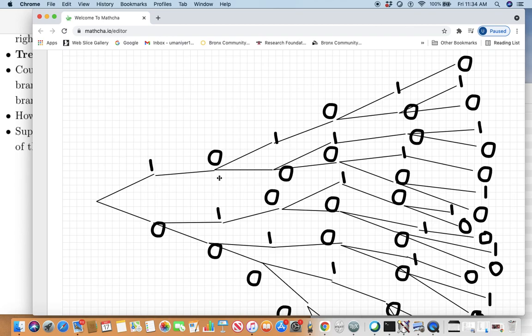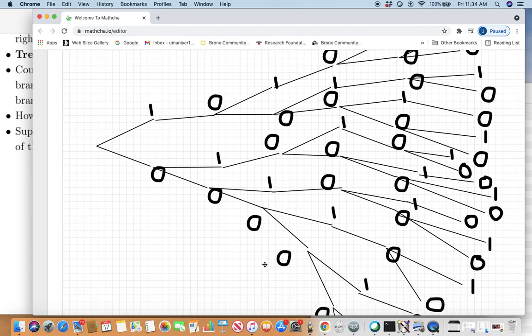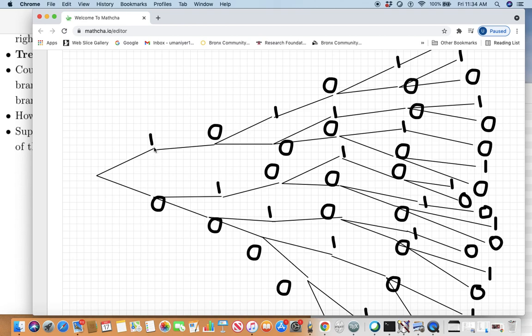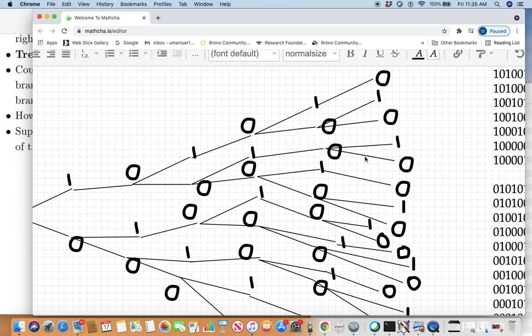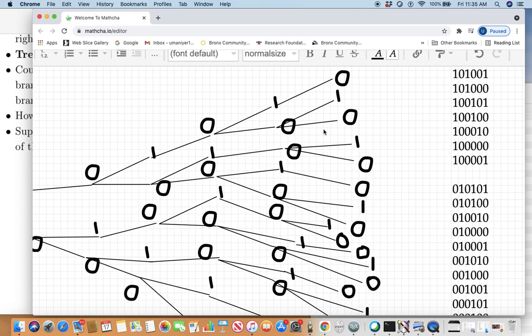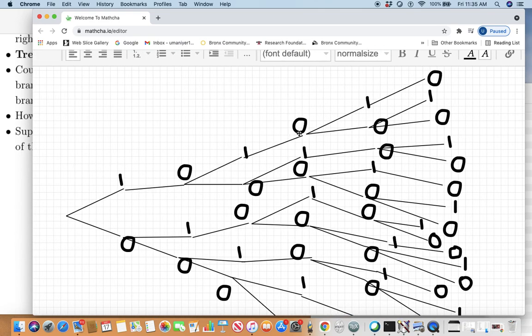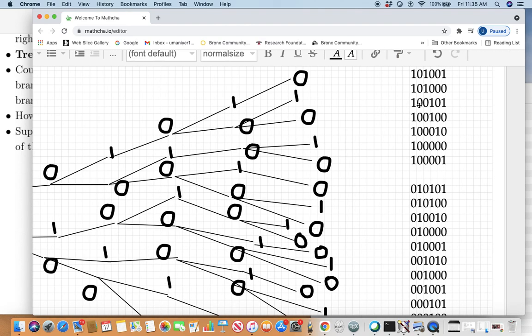So each branching is for an additional slot. First slot could be 1 or 0. Second slot could be 0 if the first one is 1, or 1 or 0 if the first one is 0, and so on. So reading it off, you can see 1, 0, 1, 0, 1, 0 is a possible string. 1, 0, 1, 0, and there is no 1, 1. So 0, 1, that's another possible string, and so on.